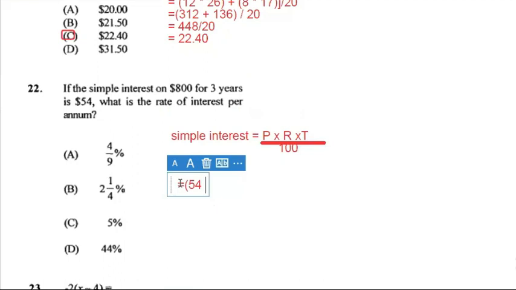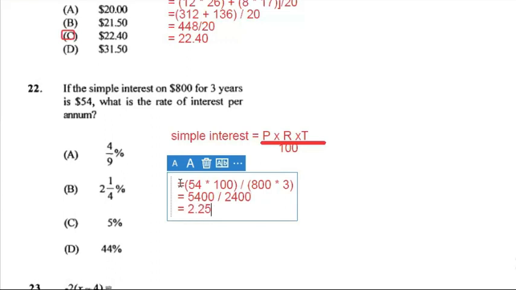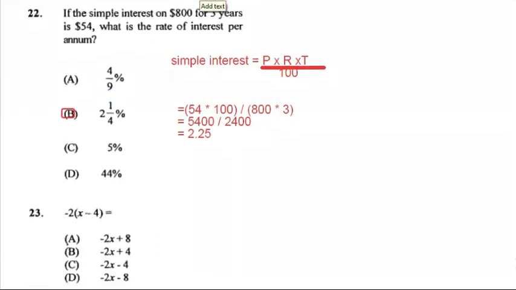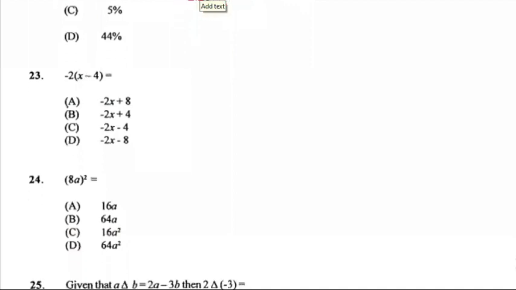54, which is the simple interest, multiplied by 100, and all of that is divided by 800, which is the principal, multiplied by 3, which is the time, and that is equal to 5,400 divided by 2,400, and the rate is equal to 2.25. And remember, 0.25 is the same as a quarter, so our answer for 22 is 2.25%. So just remember to practice, guys, and you will do well.